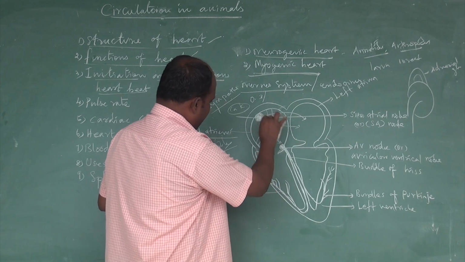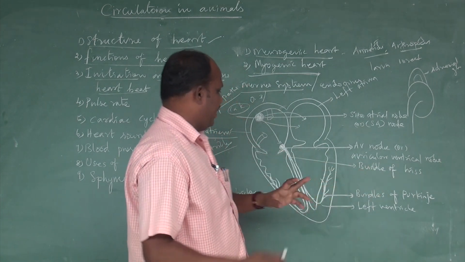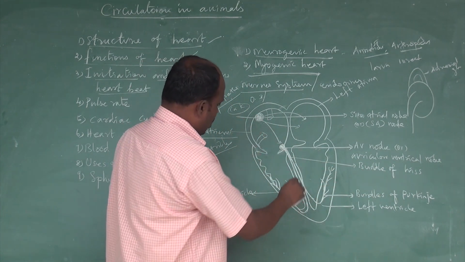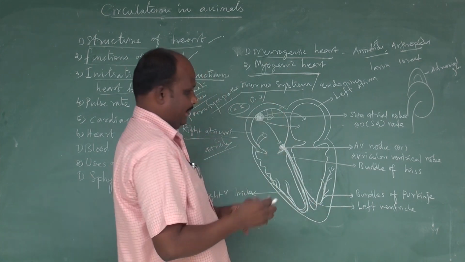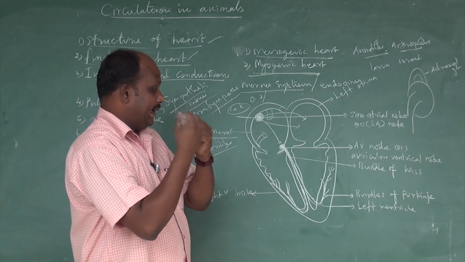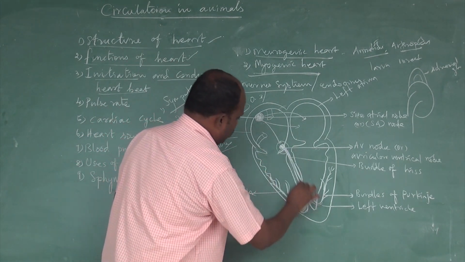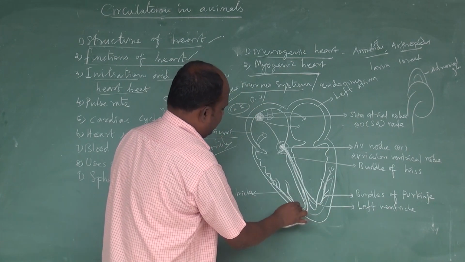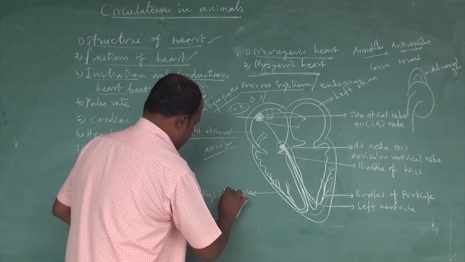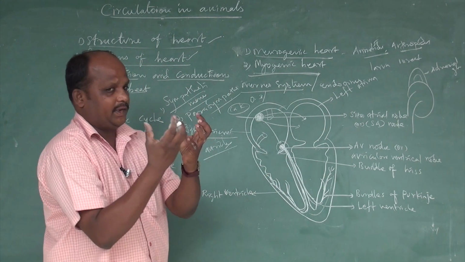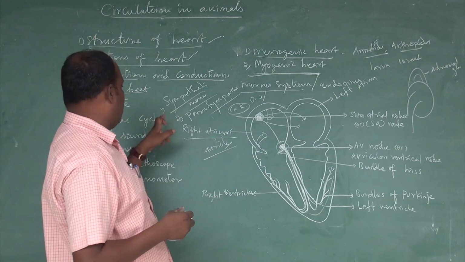The impulse is received from the SA node by the AV node, and the AV node passes it to the bundle of His. The bundle of His has two branches: one branch goes to the left side, and the other goes to the right side. The two branches receive the electrical impulse from the AV node and distribute it throughout the ventricles, the lower chambers, the two largest chambers: the right ventricle and the left ventricle. The two ventricles then contract, starting the heart function. That is called the origin and conduction of the heartbeat.